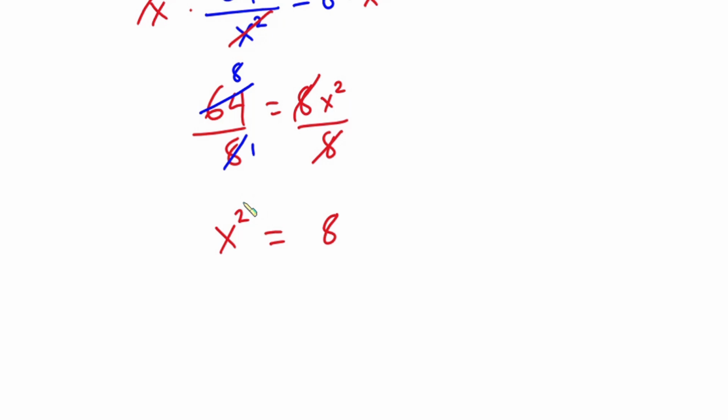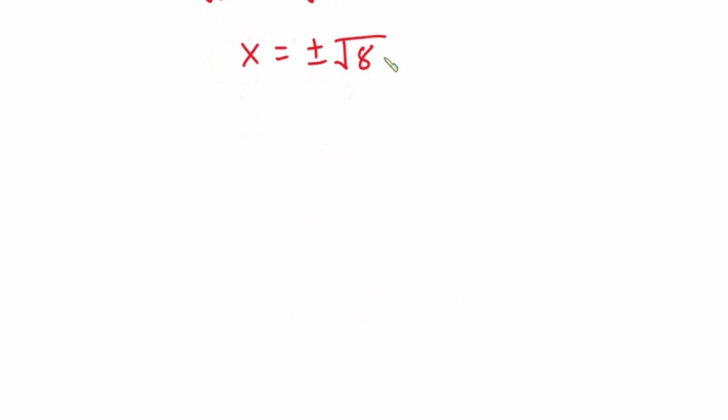Now since we are looking for x, let's take the square root on both sides of the equation. Don't forget we have plus or minus here. Now straight away this square will cancel this square root. Now we have x is equal to plus or minus square root of 8. Now let's simplify this further.